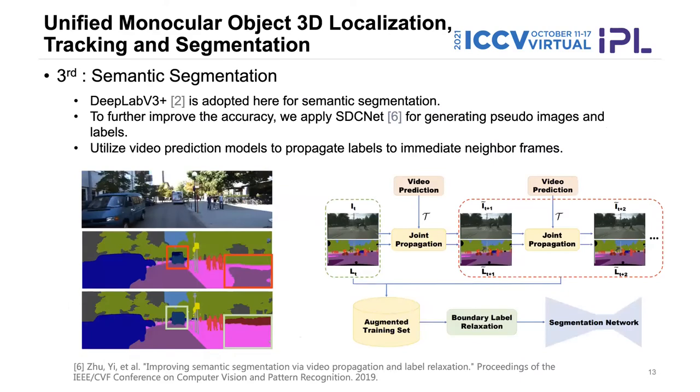Since we can already obtain the previous results from the MOTS, we can get the instance masks as well as their tracking IDs for the semantic mask. Here we apply DeepLabV3, which is popularly accepted by the whole computer vision community. Furthermore, we also apply SDCNet, another work, to generate the pseudo labels and pseudo images for self-training purposes. The idea of SDCNet is to utilize video prediction modules to propagate the labels to intermediate neighboring frames to solve the misalignment problems. By combining our previous MOTS results and the semantic segmentation results, we can obtain accurate results for the whole panoptic video segmentation task.